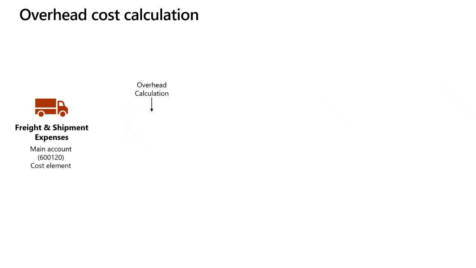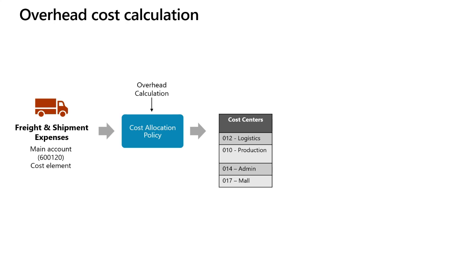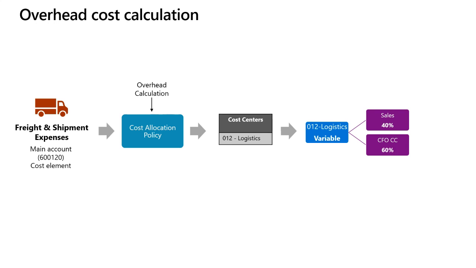Following the overhead calculation, we will apply the next policy, which is the cost allocation policy. As a result of the cost allocation policy, we will be transferring the cost from one of the cost objects to other cost objects. In this case, the policy will be applied only to cost object 12, which is logistics, and only the variable component of the logistics cost center will be allocated against sales and CFO cost centers in different percentages, as per the defined allocation base.